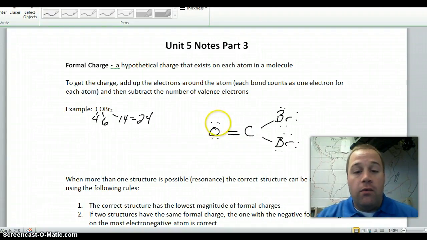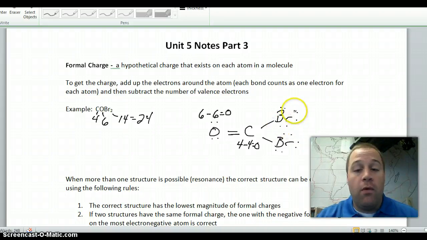Oxygen has 1, 2, 3, 4 lone electrons, 5, 6. Each bond counts as 1 for the oxygen. So there are 6 electrons around oxygen currently, minus the number of valence electrons. So what number group is it in on the periodic table, which is 6. And it has a formal charge of 0. Carbon has 1, 2, 3, 4 bonds around it, so each bond counts as 1 electron for it, so 4 minus 4 is 0.